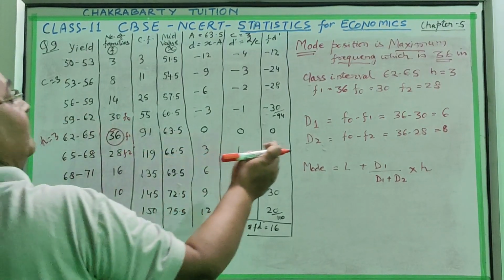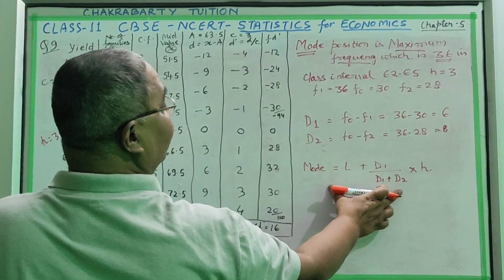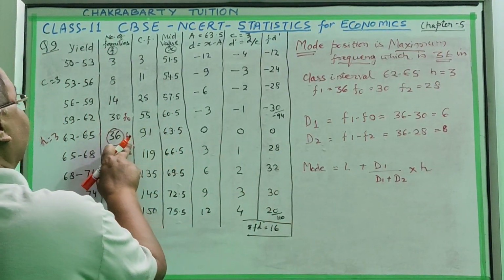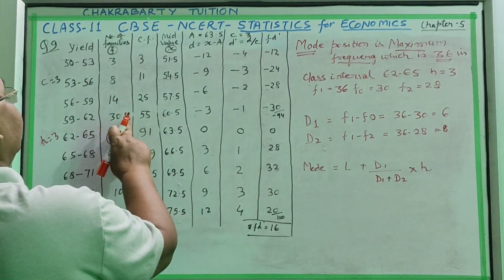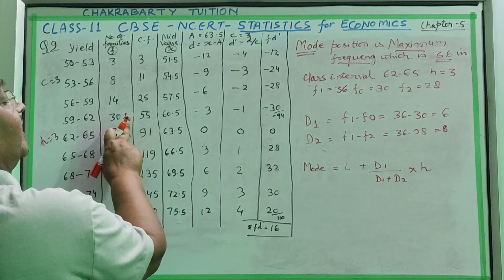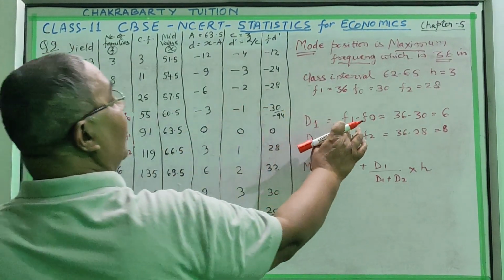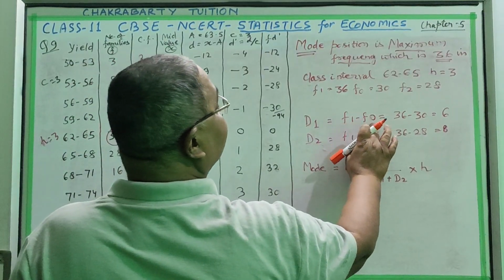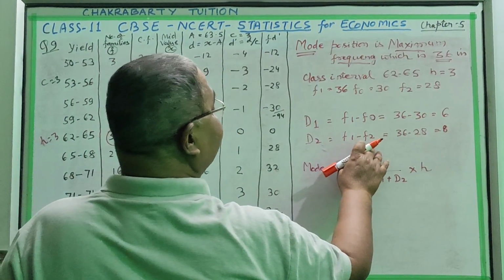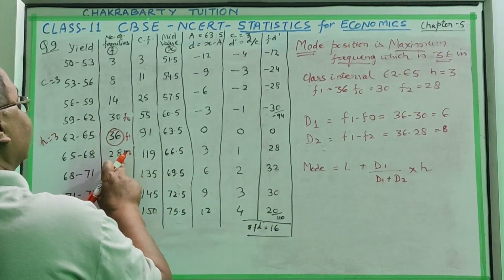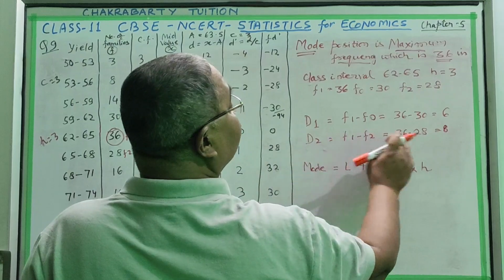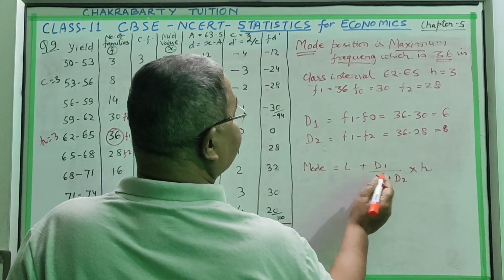So now D1 and D2 you have to find to fill this formula. So D1 is equal to F1, from this frequency which is highest, you reduce the previous. F0 means previous frequency. Previous frequency is 30. So from this highest we have reduced the previous and it comes to 6. And from the highest you have to reduce the next one also. Next frequency is F2, it is 28. We have reduced 28, so we have got D2 as 8. Now the formula is this one.